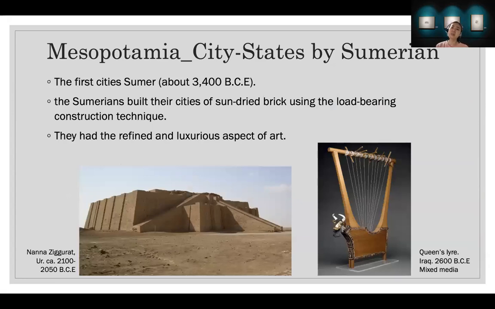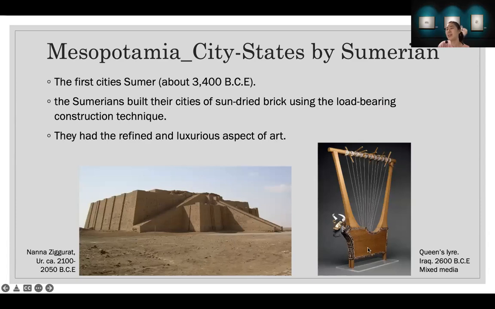So the first cities of Mesopotamia arose in the southern region called Sumer. The Sumerians were the first people to leave behind not just artifacts, but also words. Lacking stone, the Sumerians built their cities of sun-dried brick using the load-bearing construction technique. So let's see this artifact.